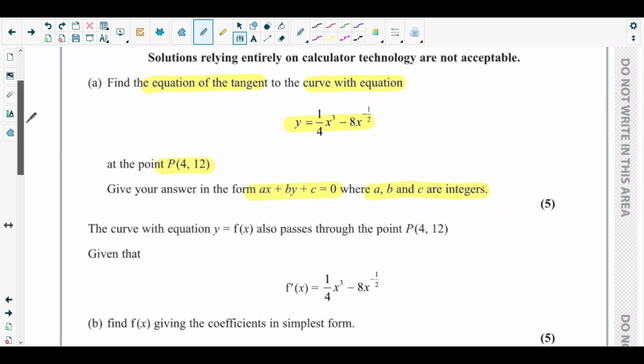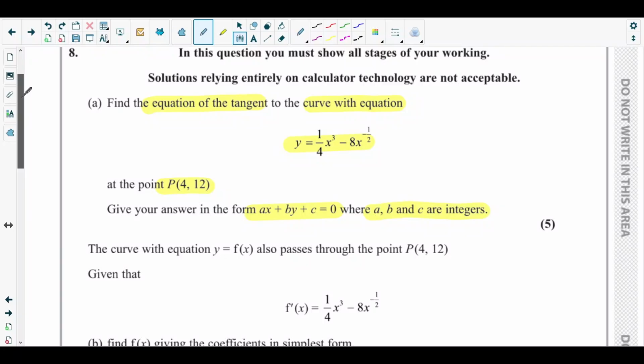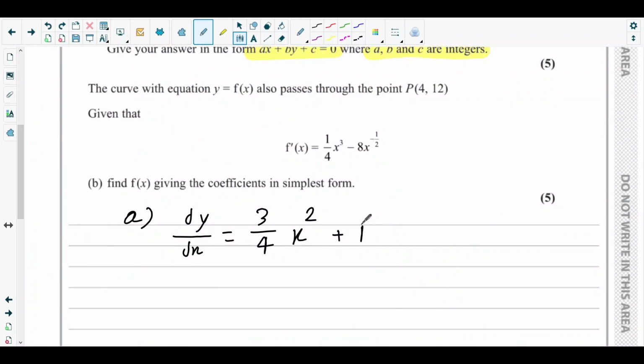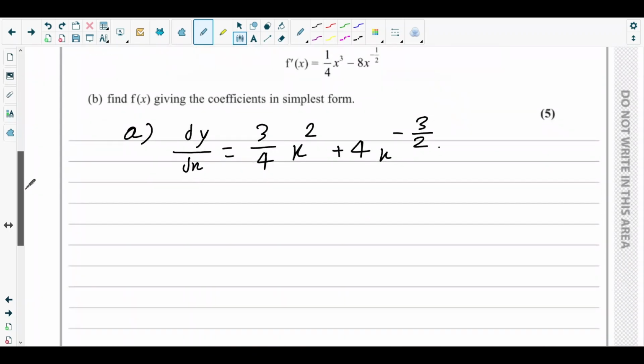And then negative 8 times negative half. The power of x is negative half, so negative half times negative 8 gives you positive 4. And then x to the power negative half: from the negative half power, you subtract 1, so you will get negative 3 over 2. This is the derivative, that is the gradient function of the curve.